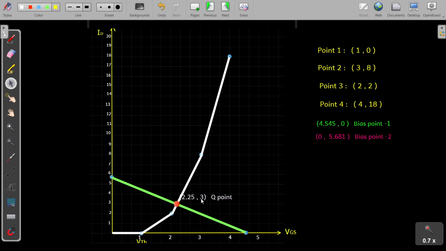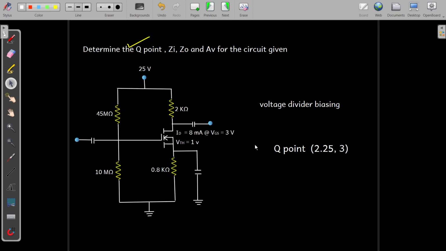So we have this Q point where we have this VGSQ as 2.25 volts and IDQ as 3 milliamps. So now we can mark them. This is VGSQ. Then here we have this IDQ. So we have got the Q point now. So we have done the DC analysis, and in that we have determined the Q point as 2.25, 3. That means VGSQ equal to 2.25 volts and IDQ is equal to 3 milliamps.